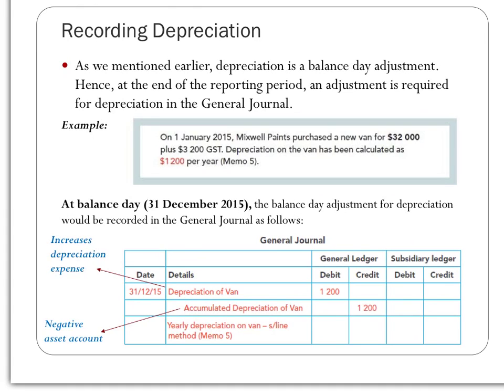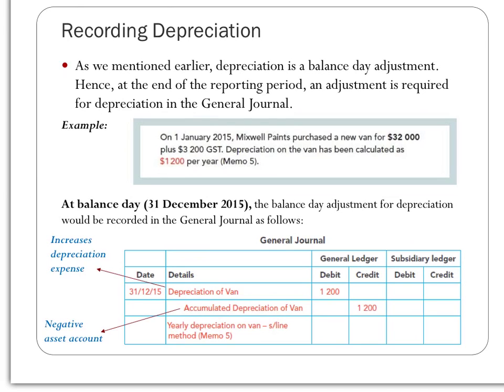On the 1st of January 2015, Mixwell Paints purchased a new van for $32,000 plus $3,200 GST. Depreciation on the van has been calculated at $1,200 per year. Memo 5. At balance date, that's at the end of the reporting period, 31st December 2015, the balance day adjustment for depreciation would be recorded in the general journal as follows.